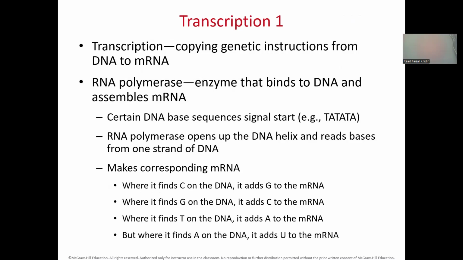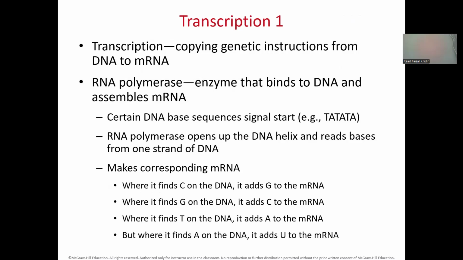So, in order for the RNA polymerase to start working, it's going to bind to the TATA box and open up the DNA helix. It's going to read the base pairs from one strand of the DNA and make corresponding mRNA. When it finds C on the DNA, it's going to add G to the mRNA. Whenever it finds G on the DNA, it's going to add C on the mRNA. So it's matching, reading one strand and creating an mRNA strand based off of it.